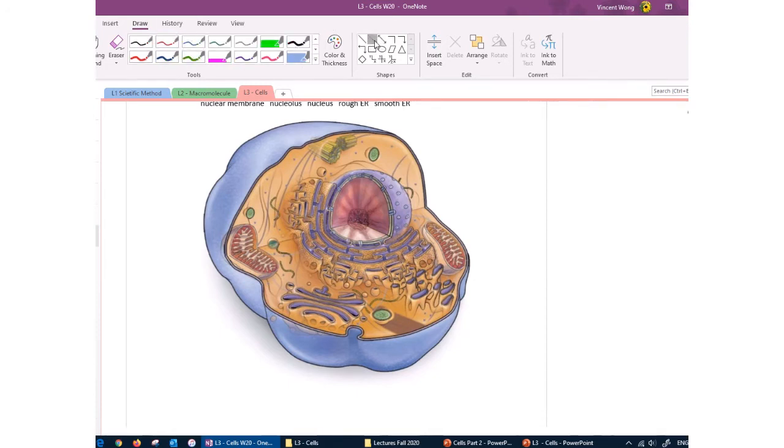We talked about the cell membrane. Okay, so this outer edge would be the cell membrane, and we can label that together, cell membrane or plasma membrane. Doesn't really matter which one you use.